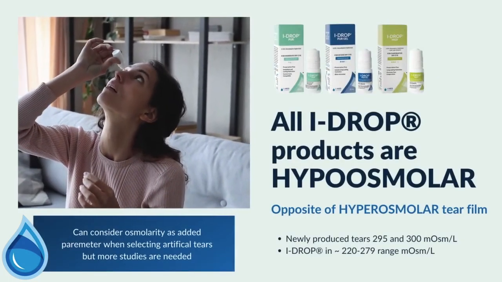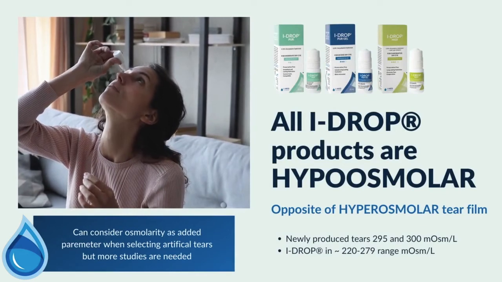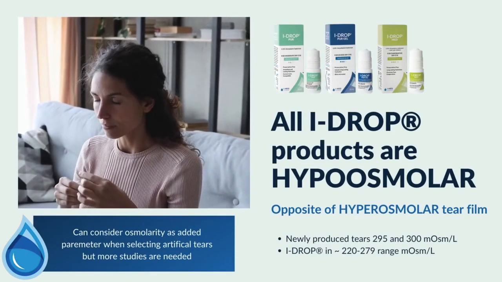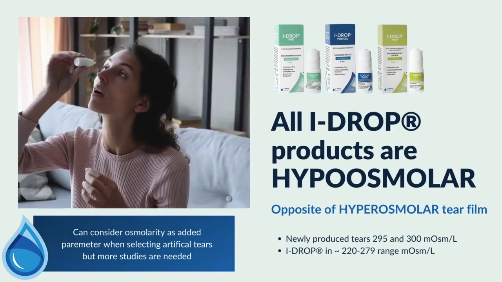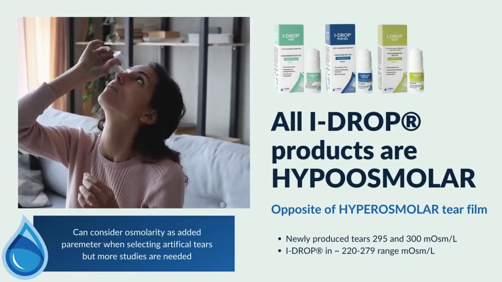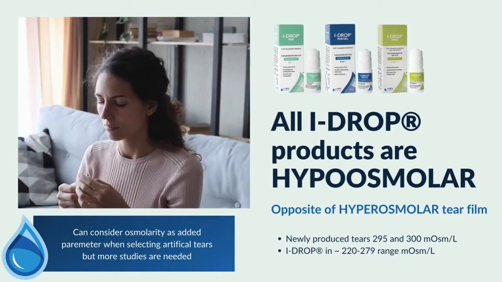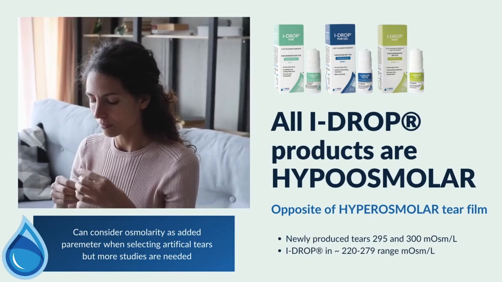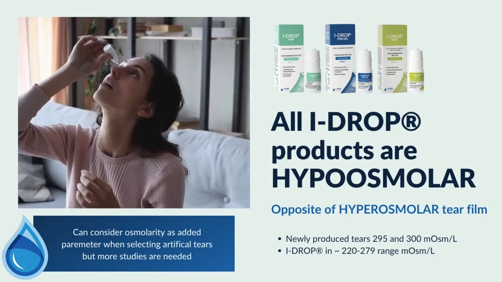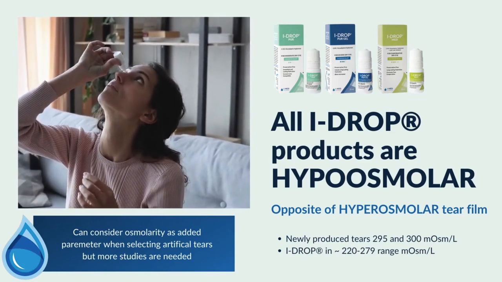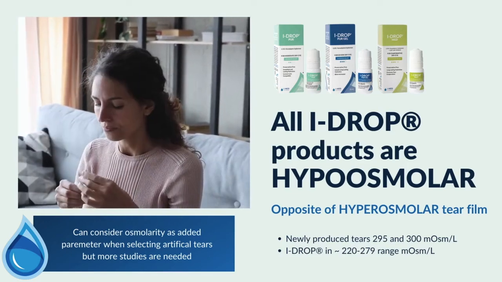Lastly, all our eye drop products are hypoosmolar. So that's the exact opposite of a hyperosmolar tear film that patients with dry eye do have. So newly produced tears are about that 295 milliosmoles per liter range. Our eye drops are just below that, which is what makes them hypoosmolar.